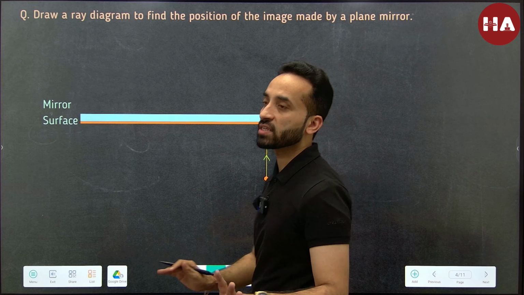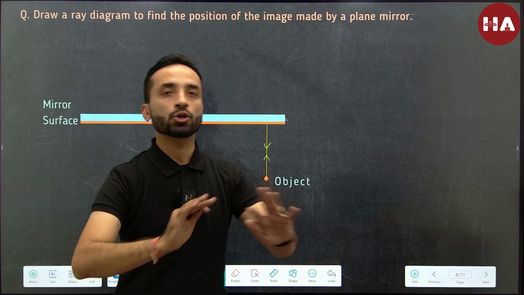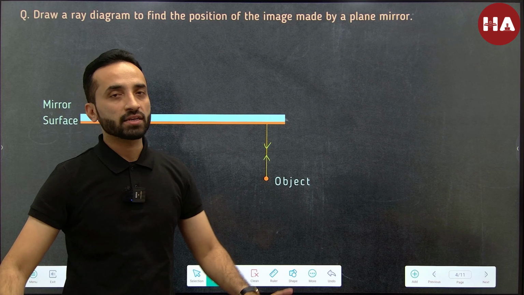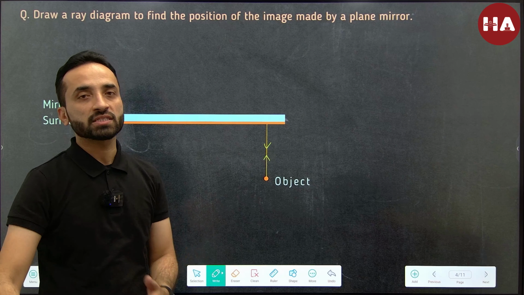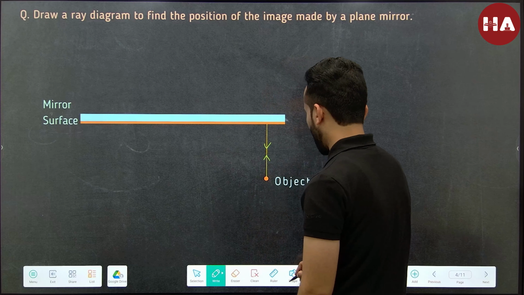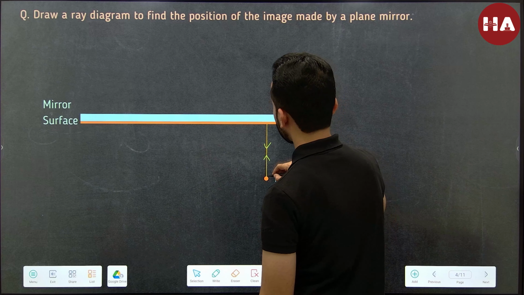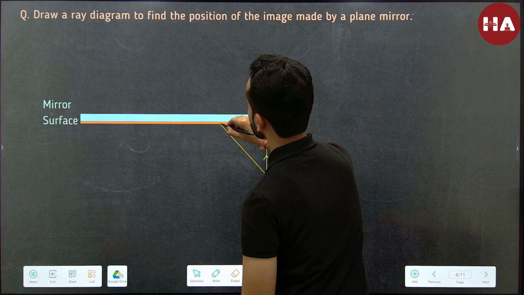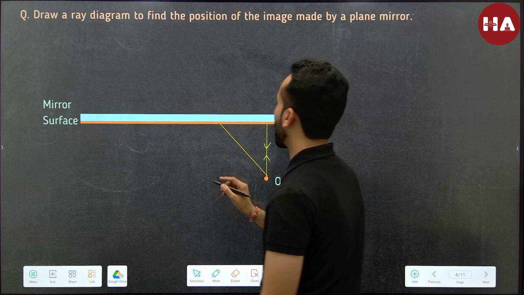While reflection is happening, I'm again reminding you, the frequency does not change, the speed does not change, the wavelength does not change. So it will go and come back along the same path. I is 0, so R is also 0. Now think about another ray, which let's say is incident at this point. What is going to happen?